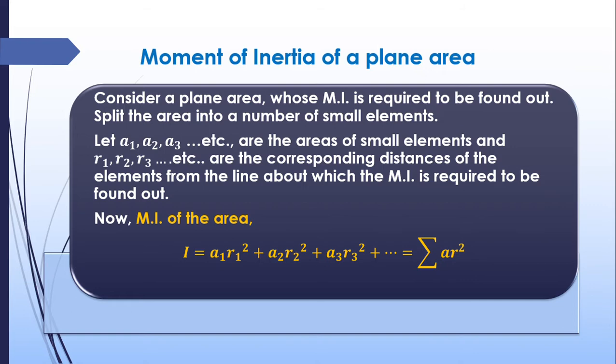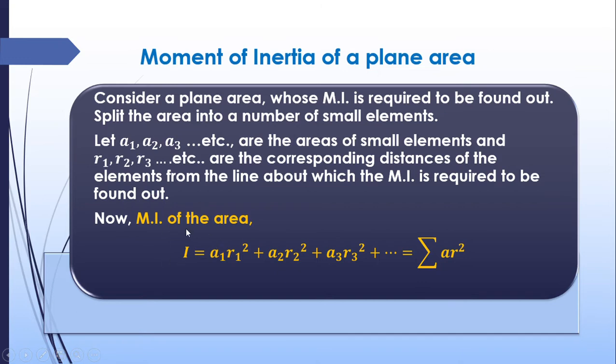First, we will divide the area into small sections. A plane area is there. We divide the area into a number of small sections having areas a1, a2, a3, etc., and the perpendicular distances from the reference axis to the particular points are r1, r2, r3, etc. Then the moment of inertia of the area will be the sum of the moment of inertia of all the sections. For a single element, the moment of inertia is area into the square of this distance: a1 into r1 square for the first section, a2 into r2 square for the second, a3 into r3 square for the third.